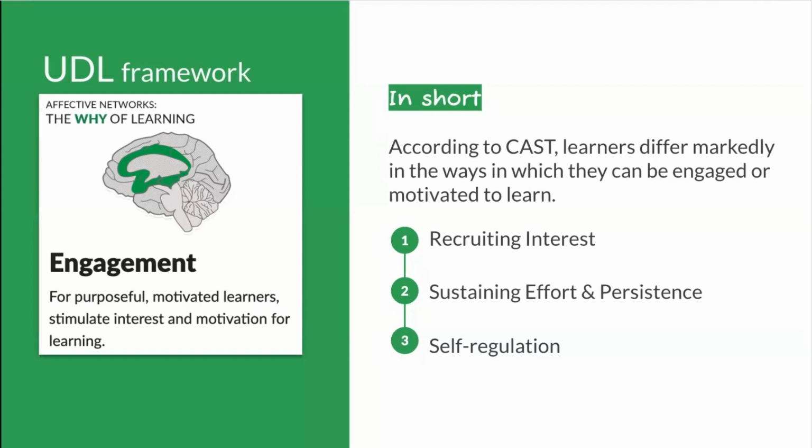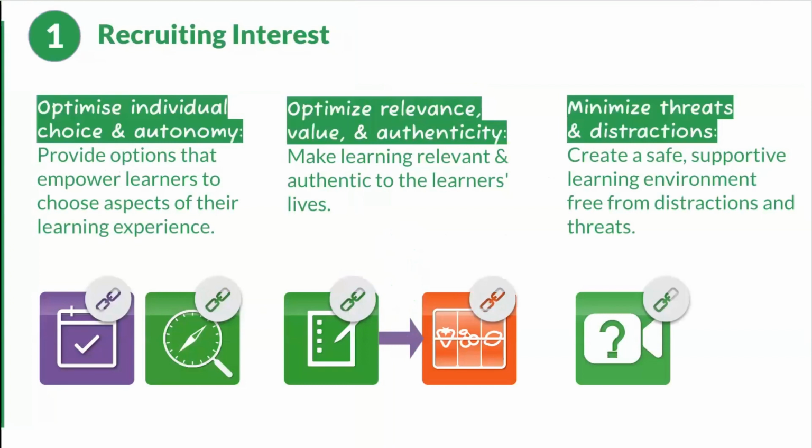So when we take a look at engagement, what we're looking at is how we can recruit interest from our students, how we can sustain their effort and persistence, and promote self-regulation. When it comes to recruiting interest, we're looking at optimizing individual choice and autonomy. You want to provide options that empower learners to choose aspects of their learning experience. You may have often heard about choice and voice. Absolutely, this is something that you want to promote with your widget activities.